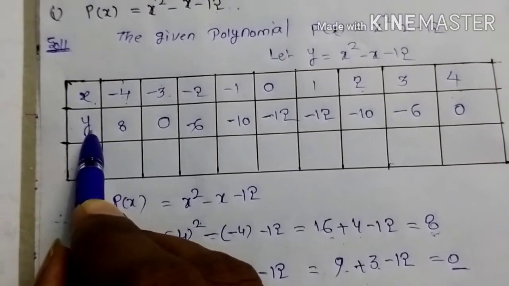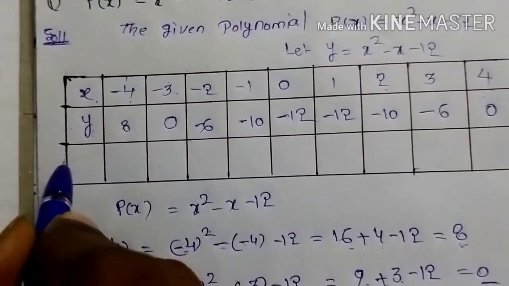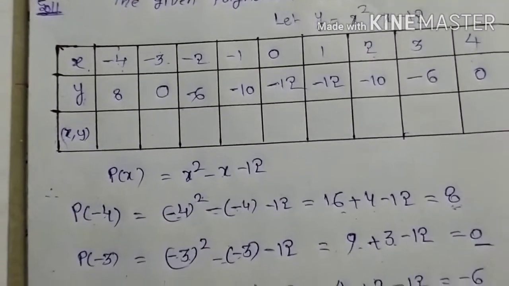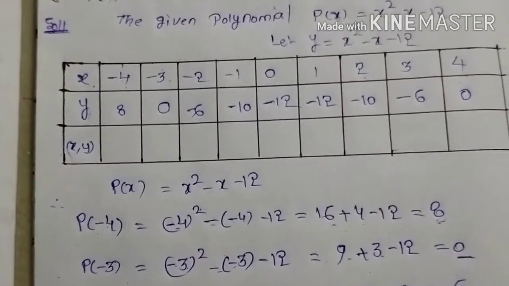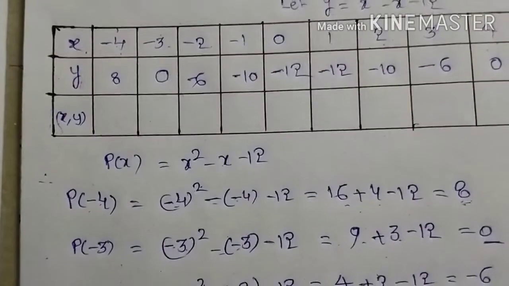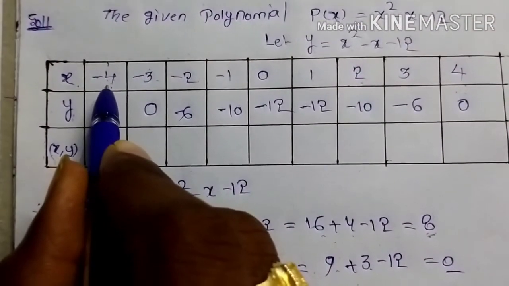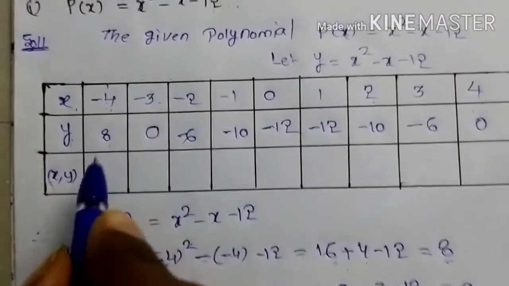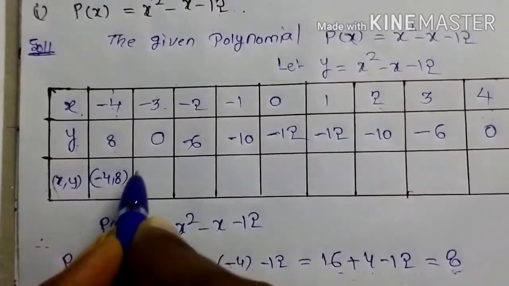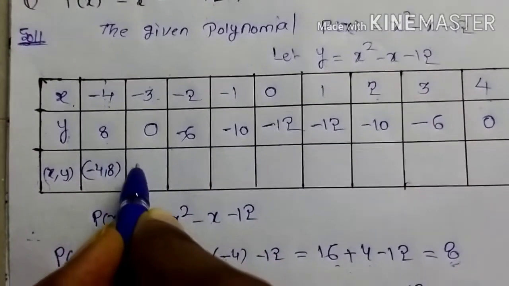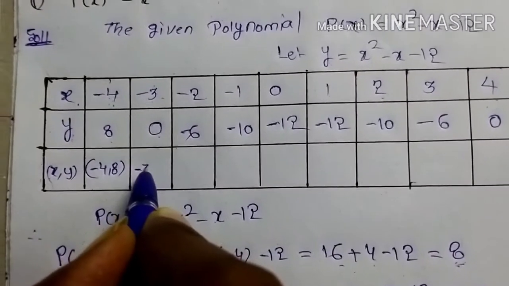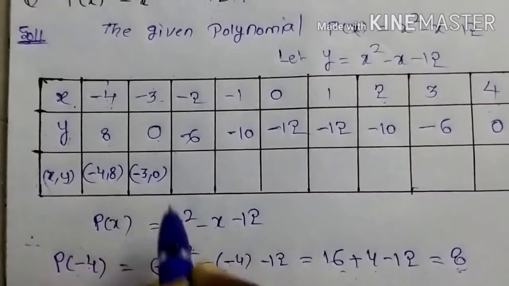Now you can write the ordered pair x comma y. In this way, while writing, see here, x value is how much? Minus 4. y value is how much? 8. You can write minus 4 comma 8. Next, minus 3 comma 0. First you write the x coordinate, after that you write the y coordinate. Minus 3 comma 0.